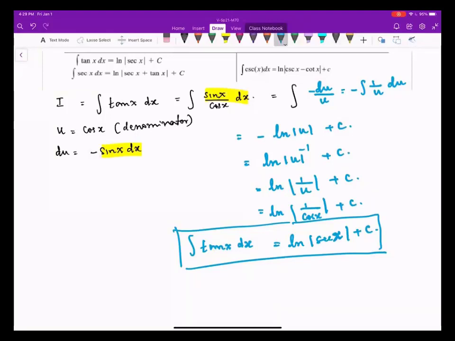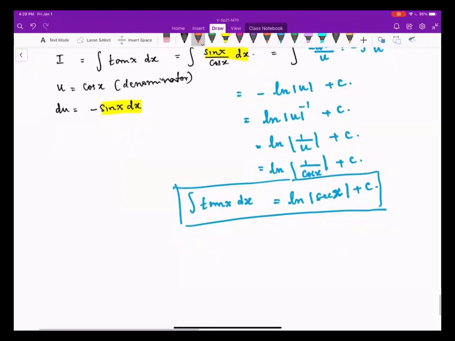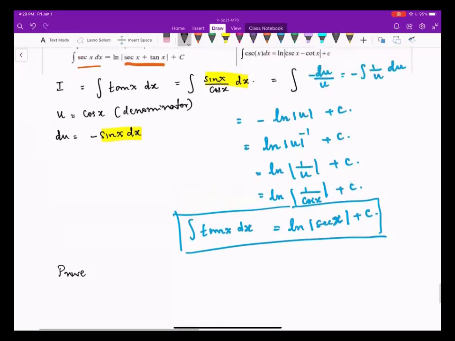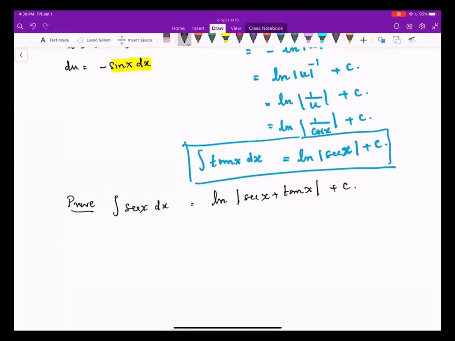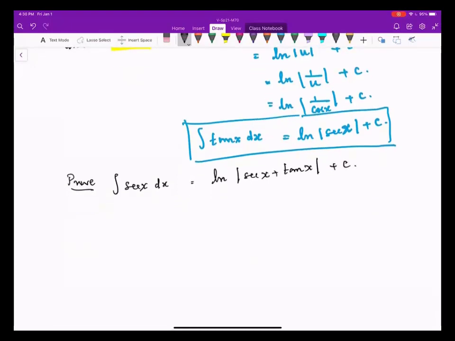Next, let's try to prove integral secant x dx equals ln of secant x plus tan x plus c. We will prove that. Integral of secant x. Whenever you're proving something, you have to work on only one of the sides and arrive at the other side. So let's start with the secant x. The integrand is secant x.